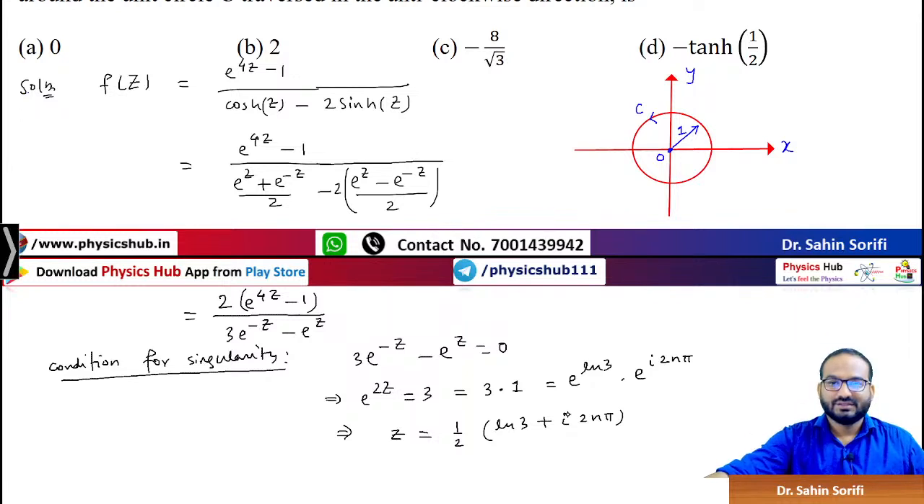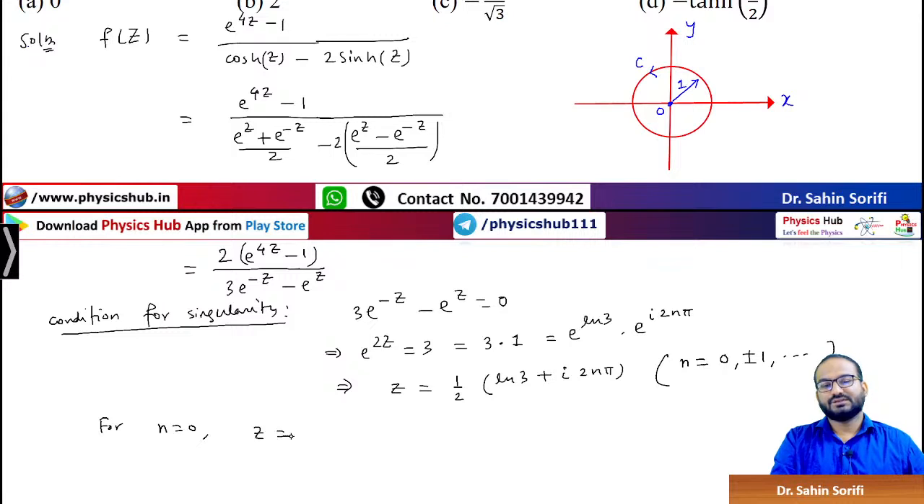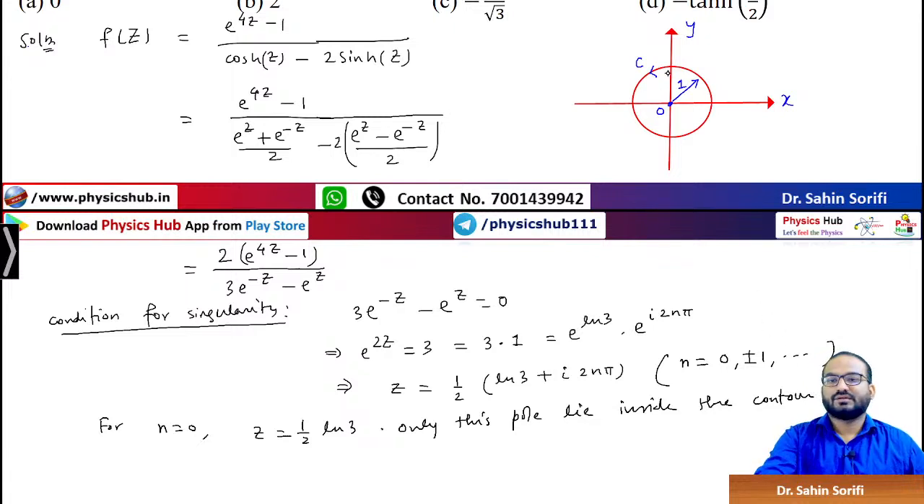Actually that value is the only one lying inside the contour, but for the sake of generality, we have to write all the poles. So you will have an infinite number of poles, but only half ln 3 will lie inside the contour. For n equal to 0, z is equal to half ln 3. Only this pole lies inside the contour, because it is a unit circle, so the other poles will go beyond the contour.